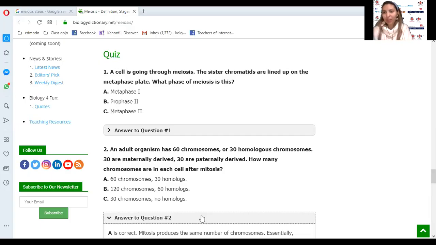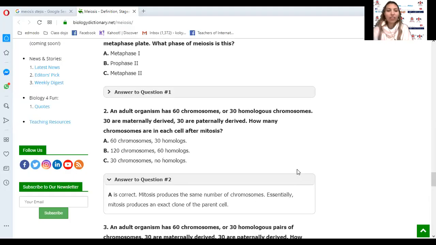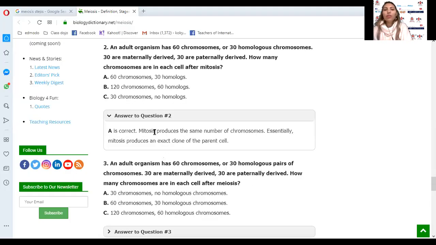Okay, thank you. Welcome. I think it's something tricky. So mitosis produces the same number of chromosomes. Essentially, mitosis produces an exact clone of the parent cell. A clone means like shape, okay?